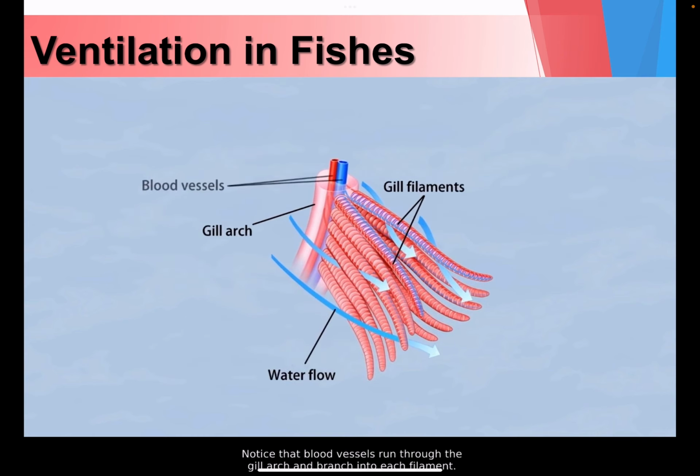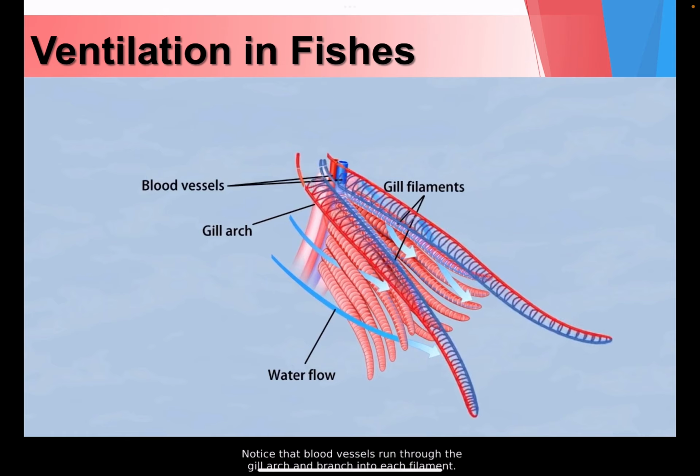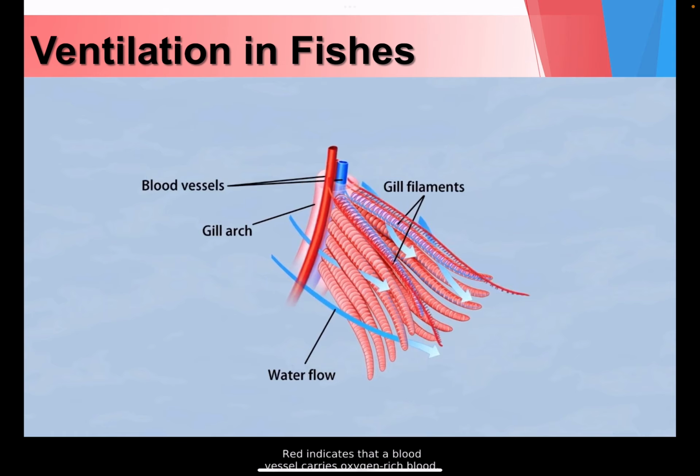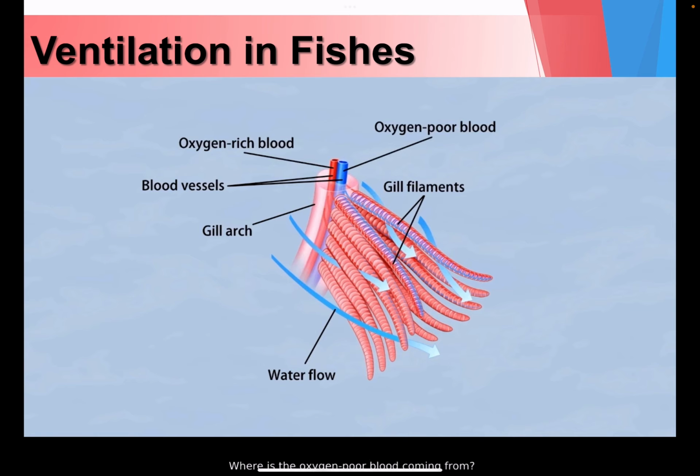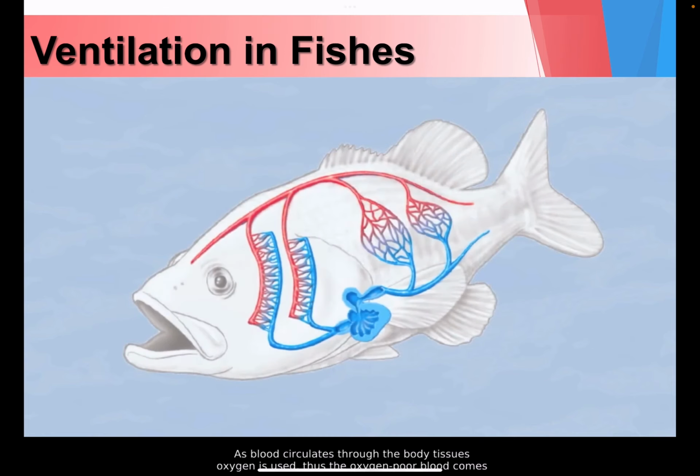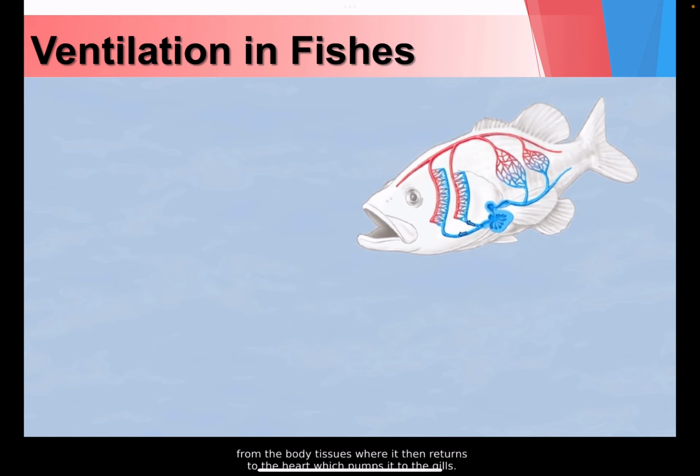Notice that blood vessels run through the gill arch and branch into each filament. Red indicates that a blood vessel carries oxygen-rich blood. Blue indicates a vessel carrying oxygen-poor blood, blood whose oxygen has been depleted. Where is the oxygen-poor blood coming from? The body, right? As blood circulates through the body tissues, oxygen is used. Thus, the oxygen-poor blood comes from the body tissues, where it then returns to the heart, which pumps it to the gills.